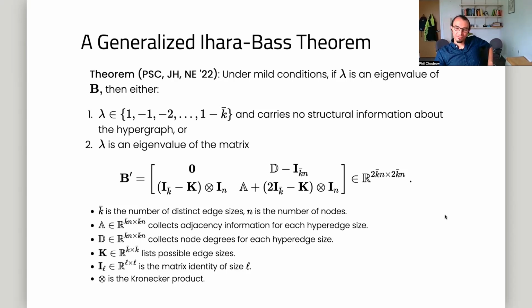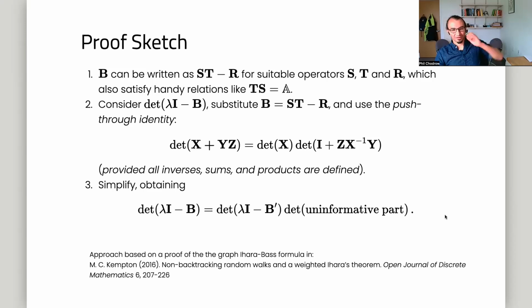The nice thing about this proof is that it's actually pretty elementary. What you do is you write the non-backtracking operator B in terms of several operators that we called S, T, and R here. These operators have this relationship to B, B equals ST minus R, but they also have other useful relations. For example, if you multiply T and S in the opposite order, you get this block adjacency operator. So you play shenanigans like this to use your matrix identities.